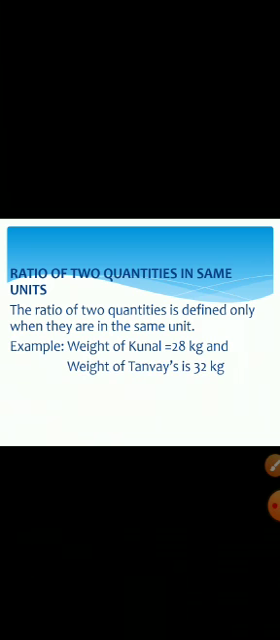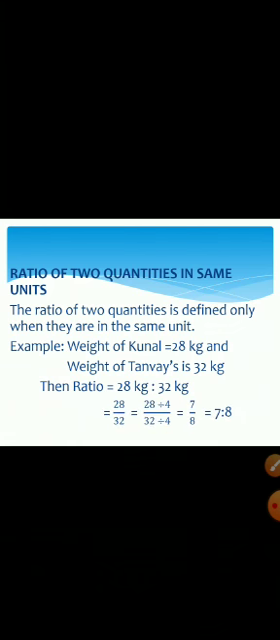Now, ratio of two quantities in the same unit. We can compare or write a ratio when the quantities are in the same unit, either liters or kg or meters, whatever. The ratio of two quantities is defined only when they are in the same unit. Here I have taken the weight of Kunal, that is 28 kg, and the weight of Tanvez, 32 kg. So the ratio will be 28 kg is to 32 kg, and we can reduce it. We will get 7 is to 8.